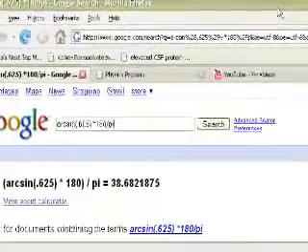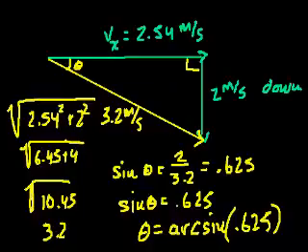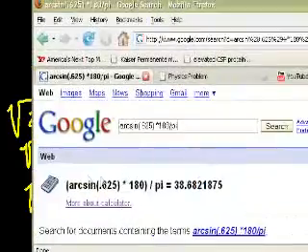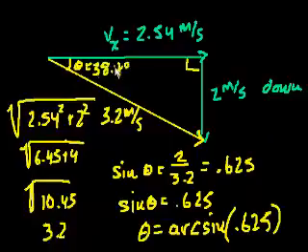So Google says 38.68 degrees. They multiplied the whole thing times 180 and then divided by pi, but that should be the same thing. So roughly 38.7 degrees is theta. Hope you understand that. You could pause it here if you don't, but let me just write that down. So theta is equal to 38.7 degrees.